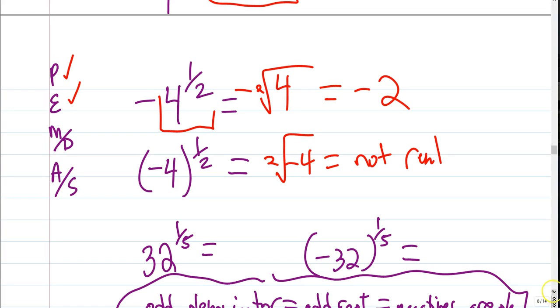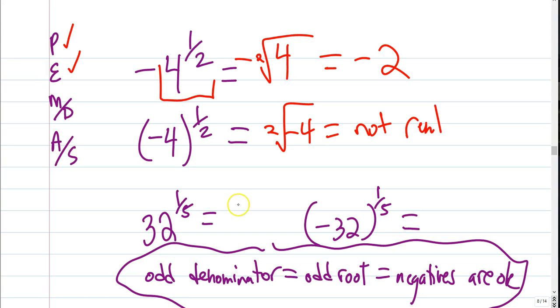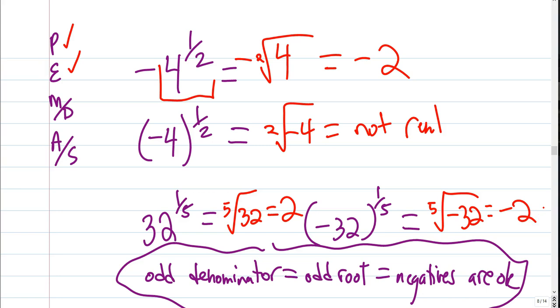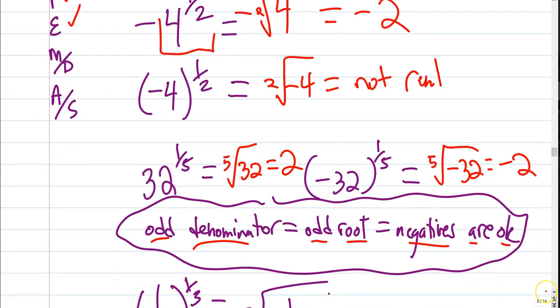What if I have 32 to the 1/5? Well, we already saw that that was what? The fifth root of 32, which was 2. What is negative 32 to the 1/5? Well, that would be the fifth root of negative 32, which is negative 2. Why is that different than the even roots? Well, if you have an odd denominator, then that means you have an odd root, which means negatives are okay. If it's an even root, then we will end up with non-real solutions, because you cannot have an even root of a negative. You can have an odd root of a negative.